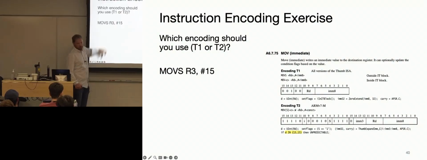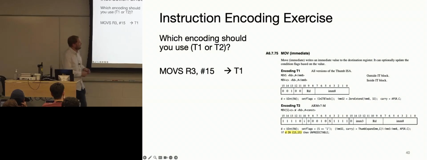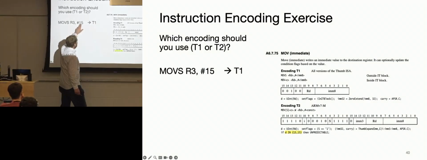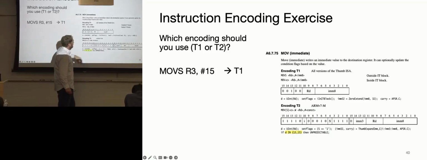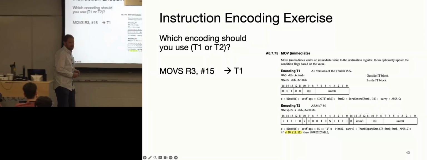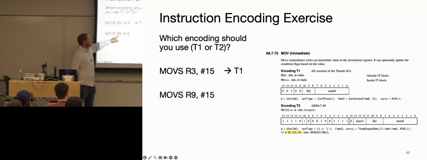But for this one, what encoding could you use? You could use a 16-bit. I mean, you could do the same thing with a 32-bit. It's not impossible, but you could use T1 encoding. So I can get the binary value of this into these 8 binary values, and I can set the destination register as R3. So I have enough bits for that. How about R9 and 15?